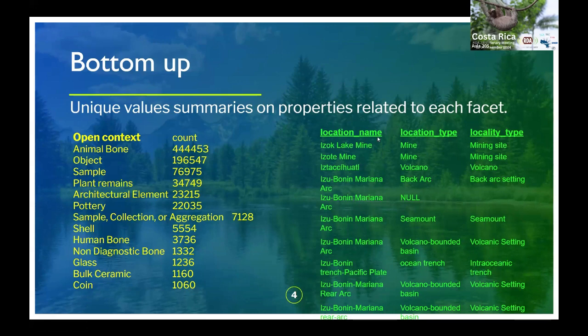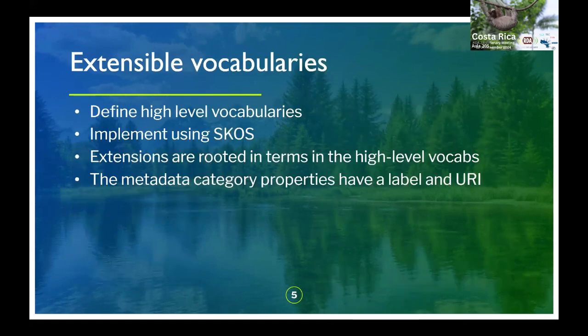In the Cesar data, for instance, there's a variety of different ways of talking about where the sample was collected, related to what's the sampled feature. So again, with a bottom-up approach, with a unique values query against what's in the data, we look at what are the different things that are actually there, and use that as the basis for developing some vocabularies at a high enough level to account for all of these things without drilling into too much detail.